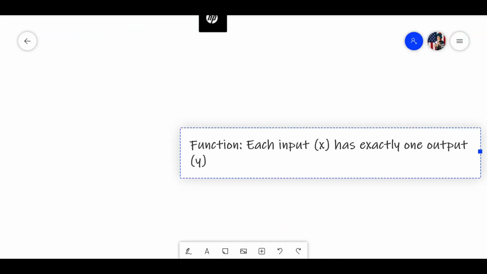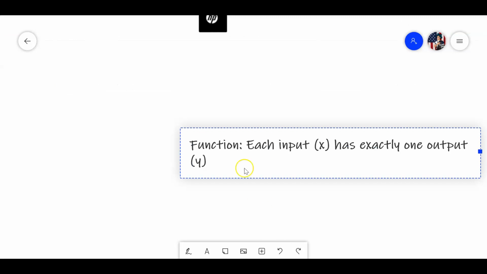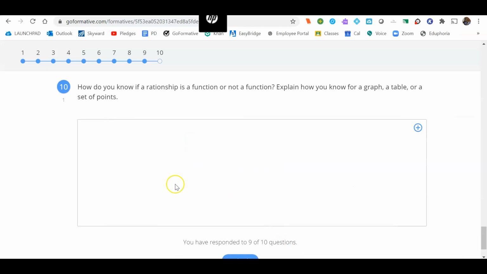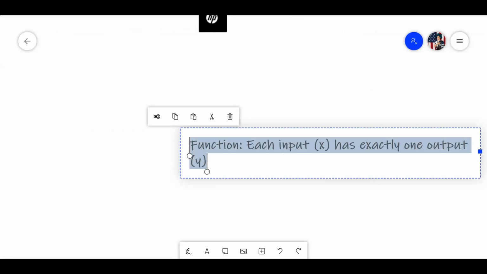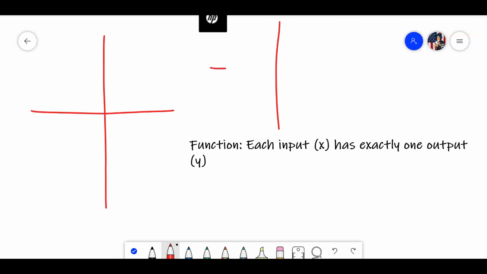To answer the question, how do you know if a relationship is a function or not a function? We just answered that right here. Let's copy that over, and then explain how you know for a graph. On a graph, there's a test that we can use to tell if it is a function. Miss Marrero, what's the name of that test? Vertical line test.